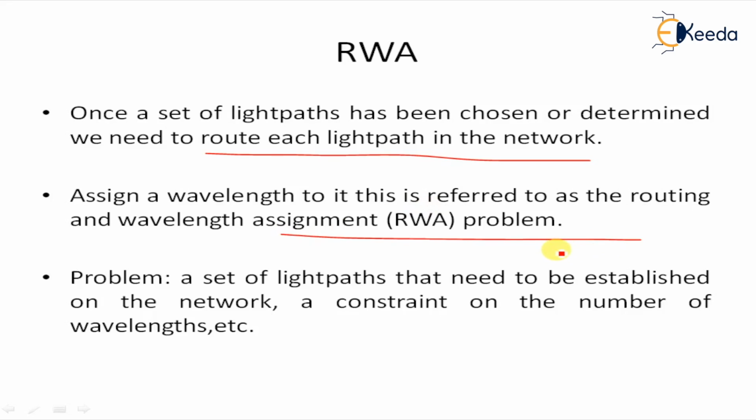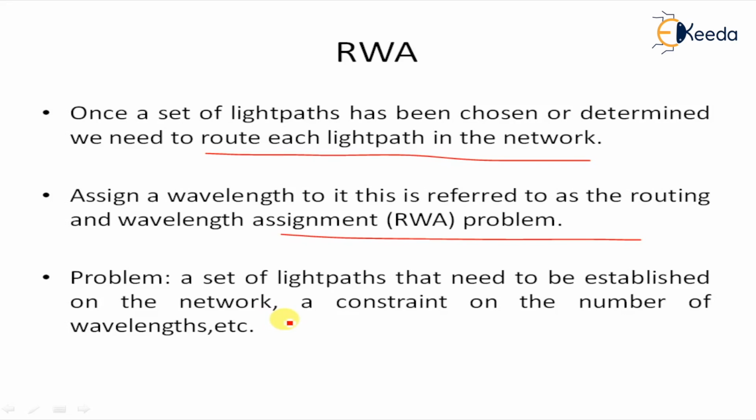The problem considers a set of light paths that need to be established on the network, with a constraint on the number of wavelengths also. We determine the routes over which each light path should be set up, and the wavelength which should be assigned to it, or the light path is blocked when it cannot be set up due to the constraints on fiber or wavelength.